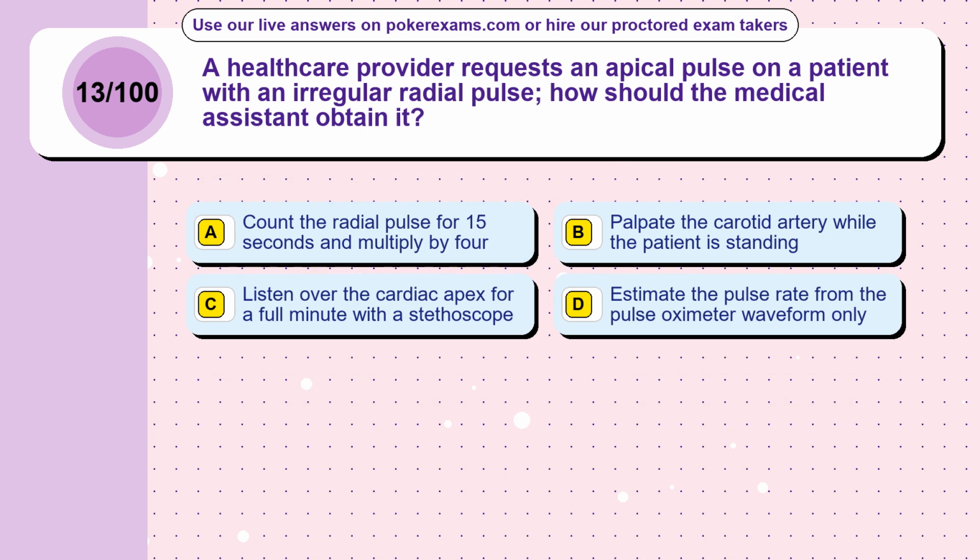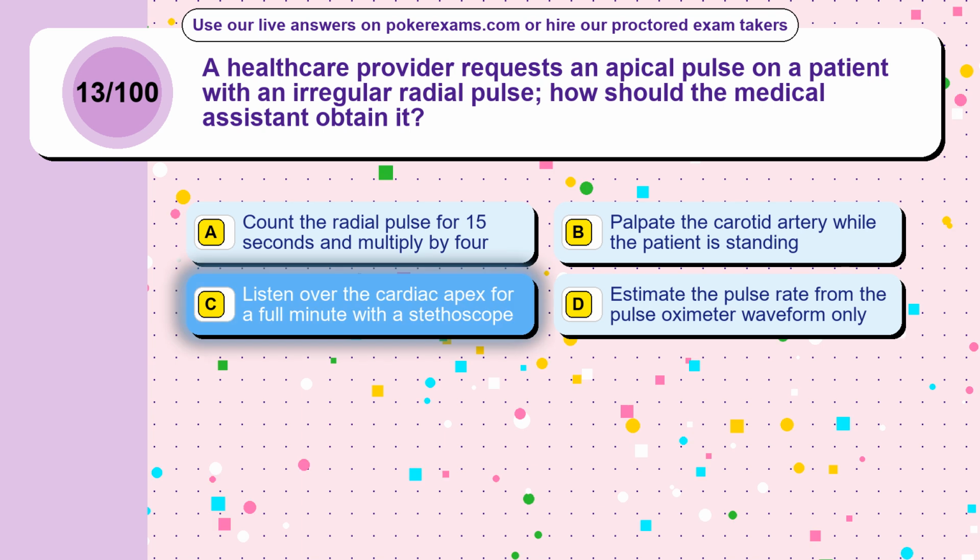Question 13. A healthcare provider requests an apical pulse on a patient with an irregular radial pulse. How should the medical assistant obtain it? Option A. Count the radial pulse for 15 seconds and multiply by 4. Option B. Palpate the carotid artery while the patient is standing. Option C. Listen over the cardiac apex for a full minute with a stethoscope. Option D. Estimate the pulse rate from the pulse oximeter waveform only.